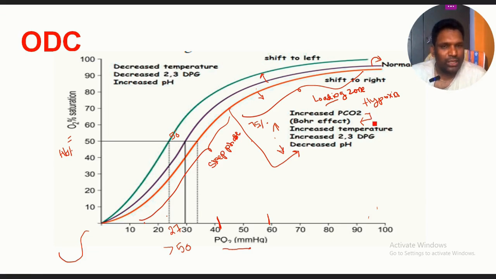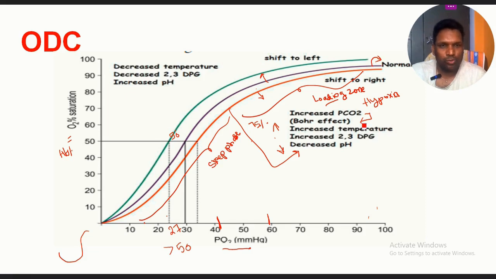Now, the curve shifting towards right indicates that it is unloading the oxygen to the tissues. Availability of the oxygen to the tissues would be more when the curve is shifting towards right. And here I mentioned increased PCO2 is called the Bohr effect. What is the meaning of the Bohr effect? I will explain the Bohr effect in the coming slide.